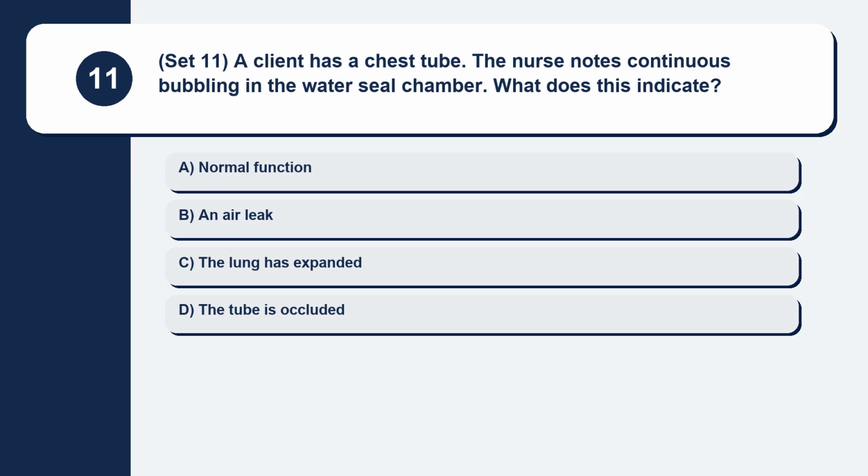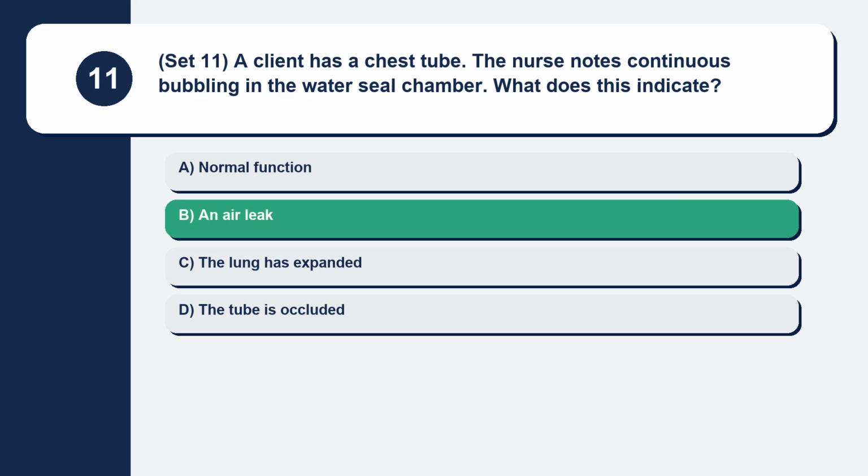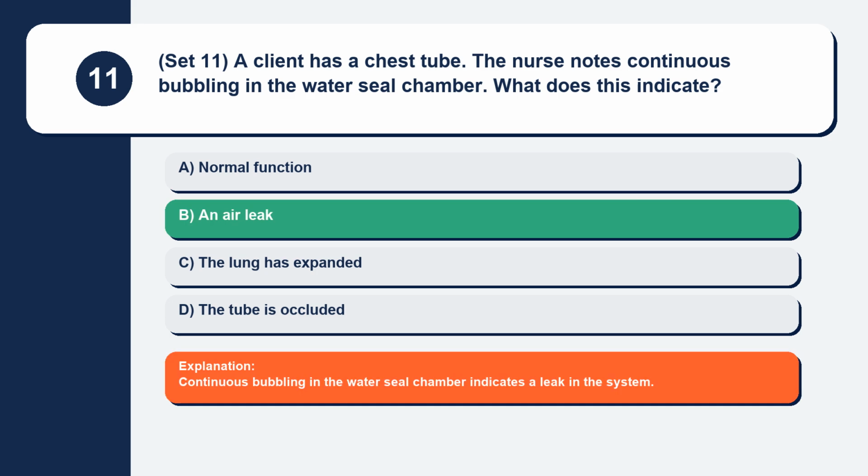Question 11. Set 11. A client has a chest tube. The nurse notes continuous bubbling in the water seal chamber. What does this indicate? Normal function, an air leak, the lung has expanded, the tube is occluded. Continuous bubbling in the water seal chamber indicates a leak in the system.